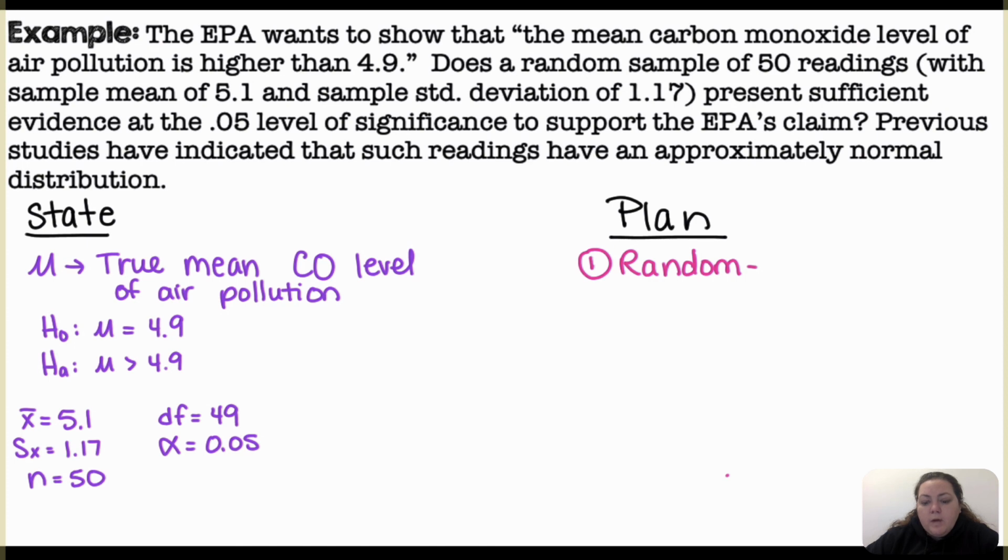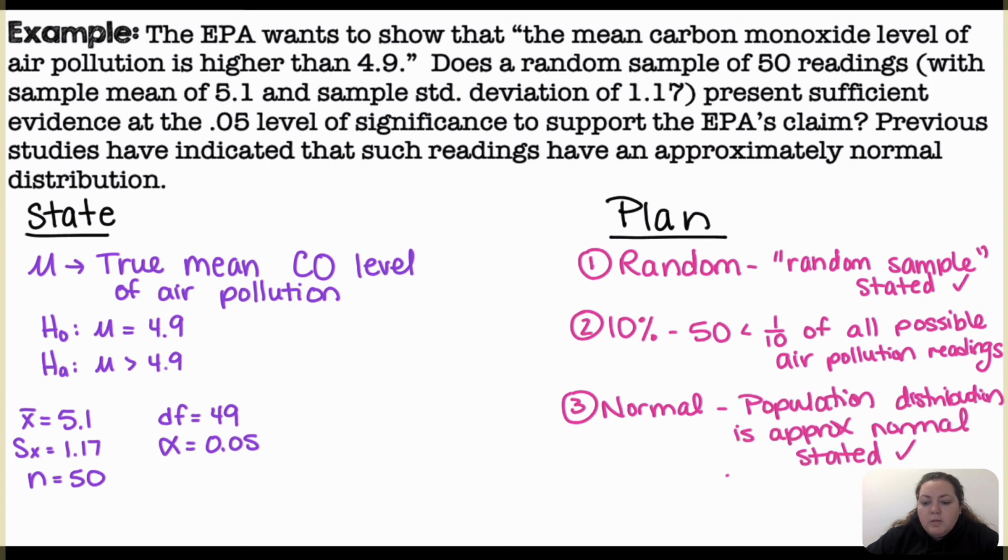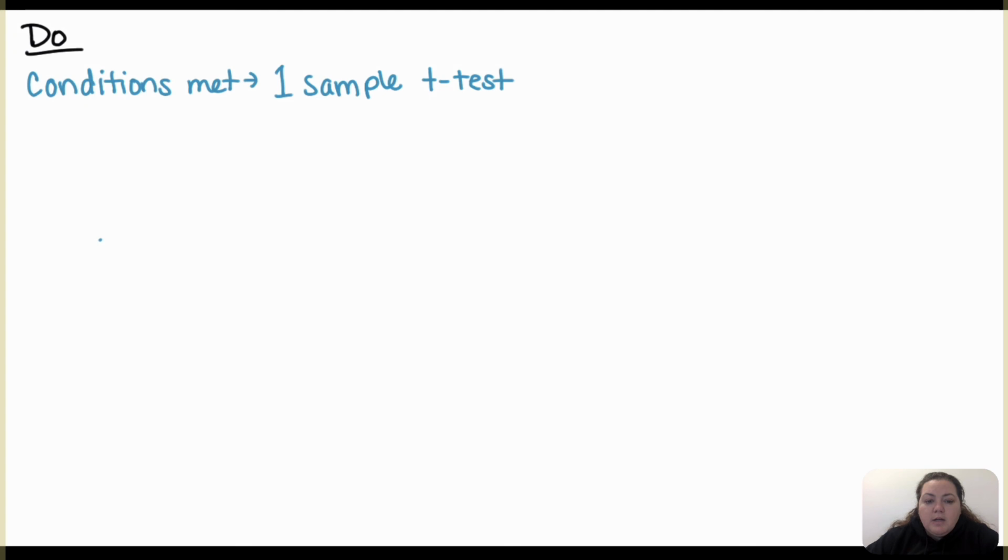Plan. Random. It said that it was a random sample. And my 10% condition, my sample size was 50, is less than 1/10 of all possible air pollution readings. Normal. It said that such readings have an approximately normal distribution. So the population distribution is approximately normal. That was stated. Okay, so all my conditions are met. I'm going to do a one sample t-test.